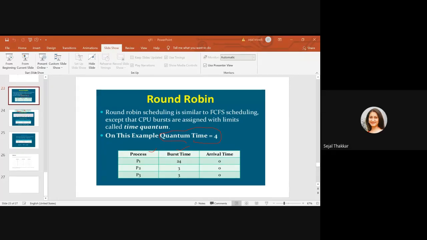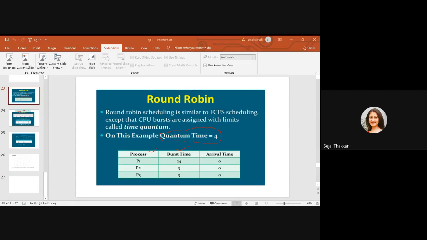Now at 10, P2 and P3 have both completed, so they are removed from the ready queue. And now the remaining process is only P1, of which we have already executed 4 units. So the remaining units are 20, and we are going to execute them in phases. So 4 we execute here, then the next 4, then 4, then next 4, then next 4. So at 30, P1 will complete its execution. In slots of 4 units, we made 5 slots and completed its execution. So at time 30, P1 completes its execution.